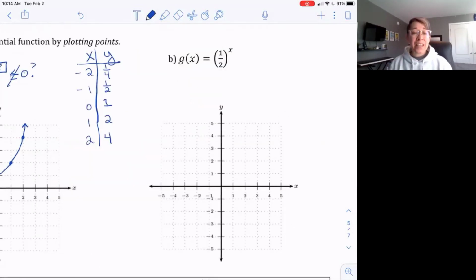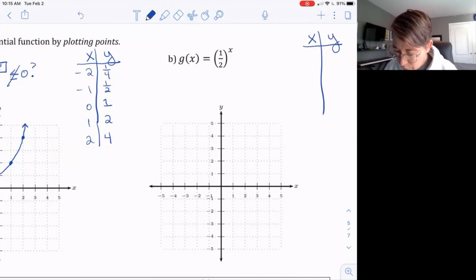Let's take a look at the next one. Here, our base or our factor is 1/2, so we have a decay factor. We create an XY table. Let's use the same X values. -2, -1, 0, 1, 2.